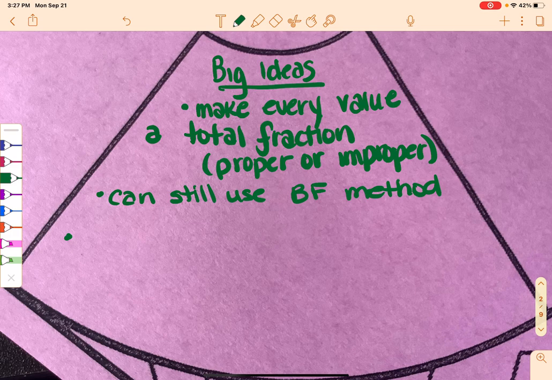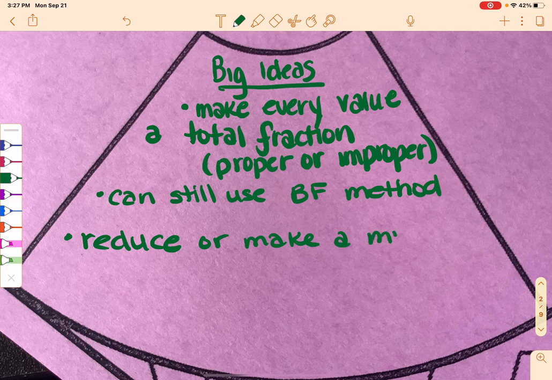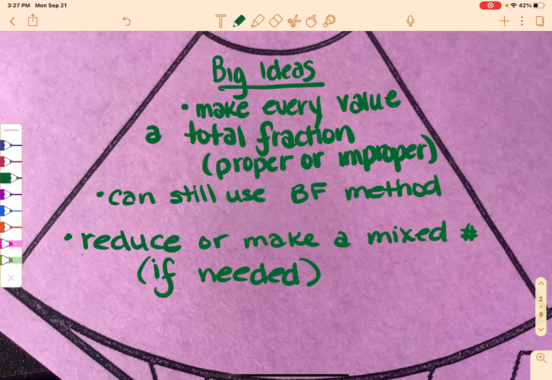The very last piece, and probably the most important if we're going to use the butterfly method, is that we need to check to see if we can reduce at the end or make a mixed number. And that's just if you need to. So if it's needed, then you're going to do it. The big thing for us is we really have to pay attention to make sure that we don't forget that step, because that would literally screw up the entire problem. So it's a shame if you've done every other thing right and that's the one thing that you've missed. So let's take a look at our first problem so you can kind of see what I mean.